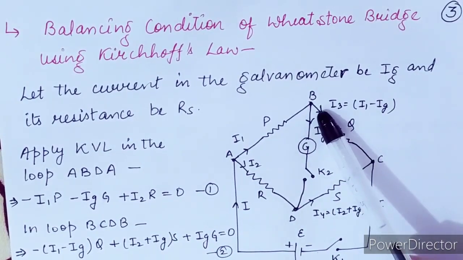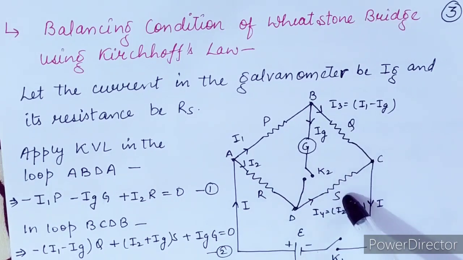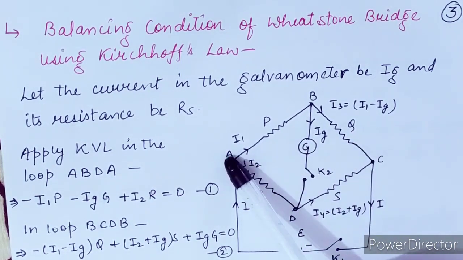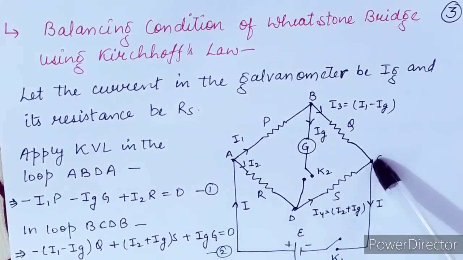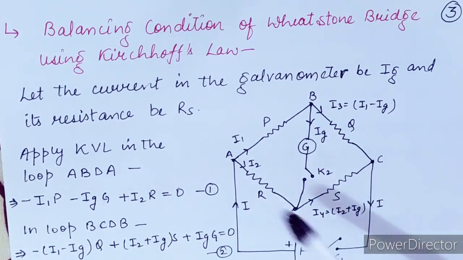Now this is your Wheatstone bridge. Four resistances are there: P, Q, R, S. Let me give you a brief introduction to what we studied yesterday. Between terminals A and C, a cell of EMF E is connected, with key K1. So this arm AC is known as the cell arm.